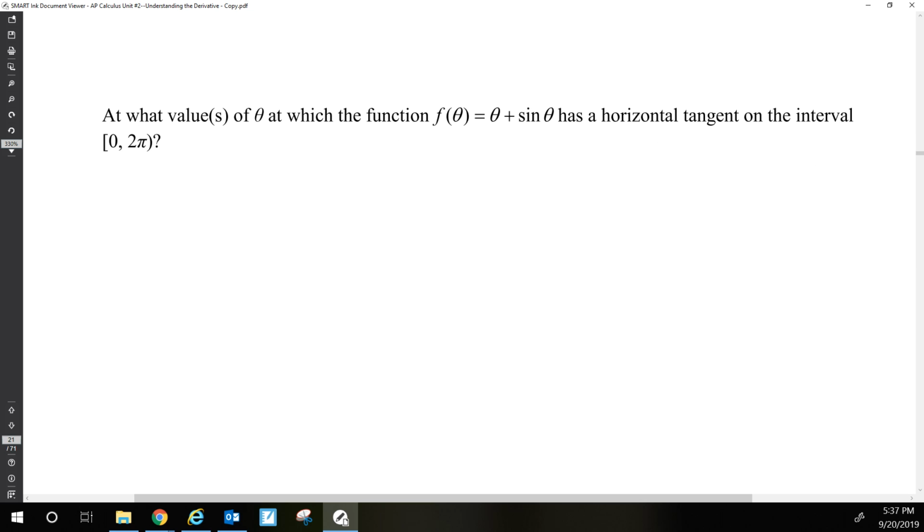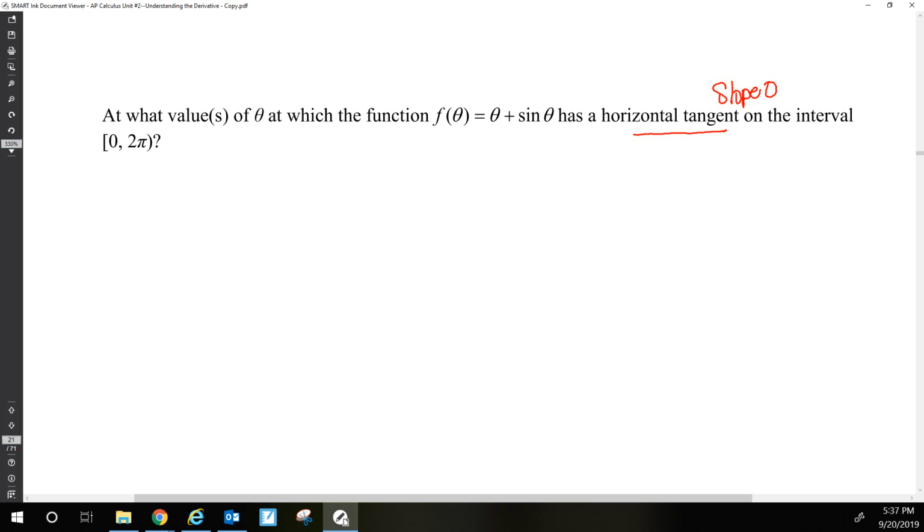And we've got this one last question. At what values of theta, at which the function f of theta is equal to theta plus sine theta, has a horizontal tangent on the interval 0 to pi? So in order to have a horizontal tangent, what would my slope have to be? This means the slope is 0.